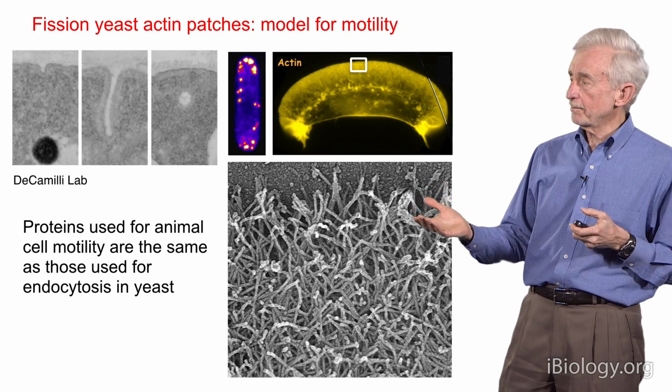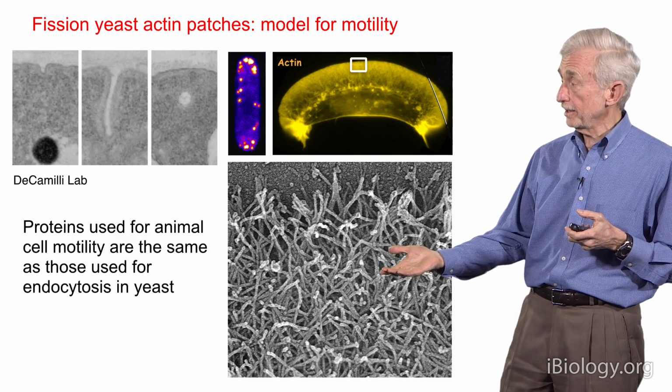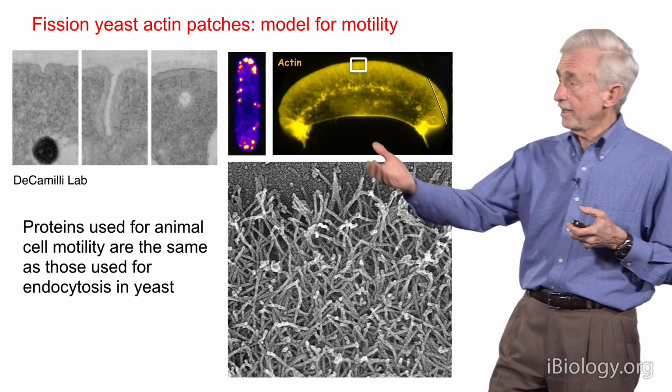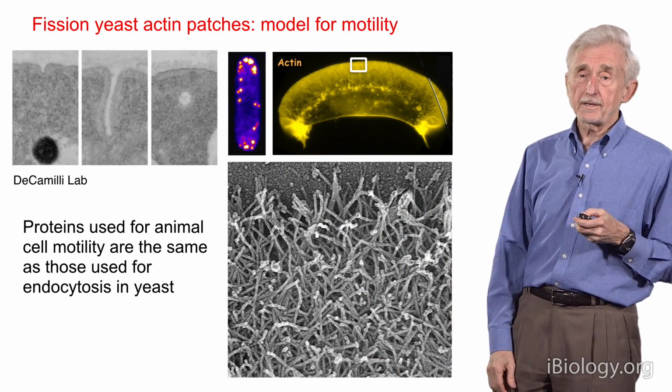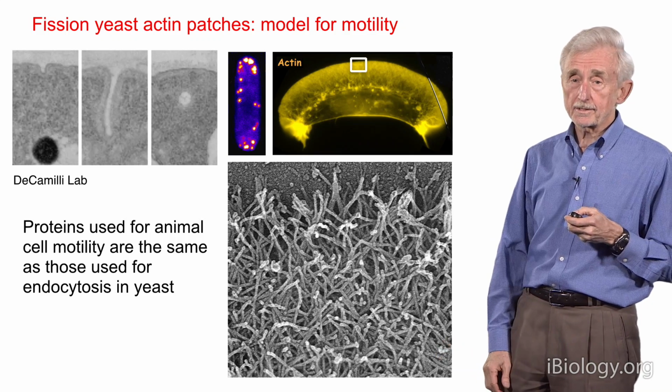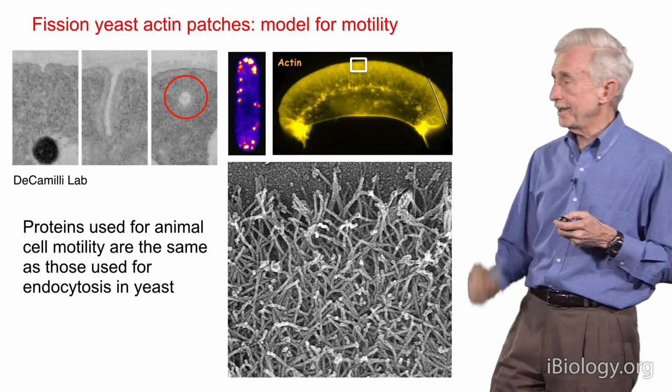And it turns out that the proteins used for the motility of this animal cell and endocytosis in the yeast cells are exactly the same. So we can use the yeast cells as a test bed for our ideas.